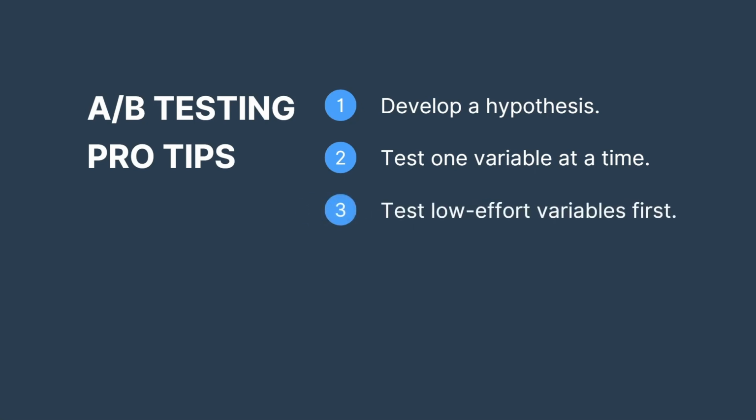Tip number 3, test low effort variables first. Start by testing simple variables like the subject line and sender name to get some quick wins. Remember, you're going to use the results from these tests in your future emails. So by optimizing your subject line and sender name to improve your open rate, when you get to the point of running more complicated tests to improve your click-through rate and generate more sales, you'll already have more people opening your emails.